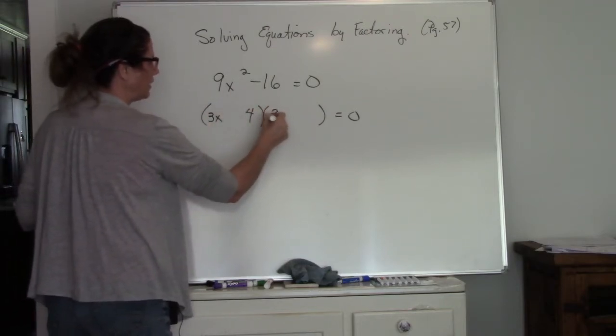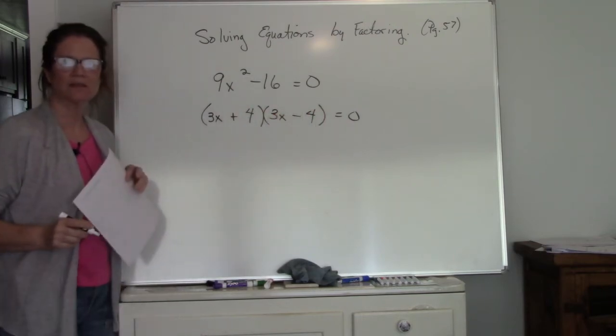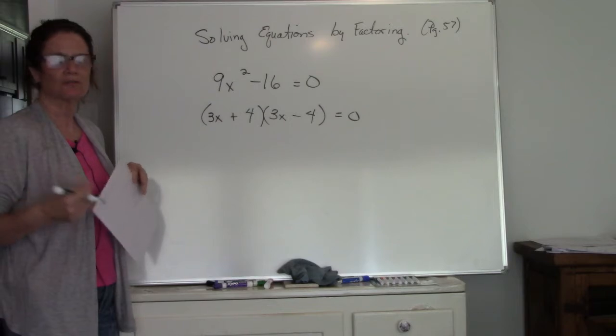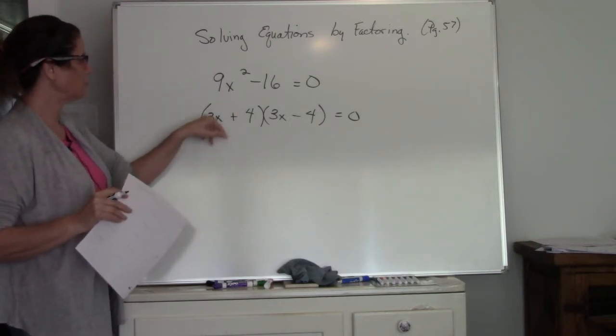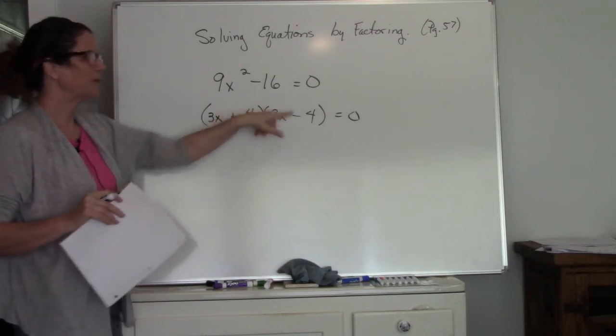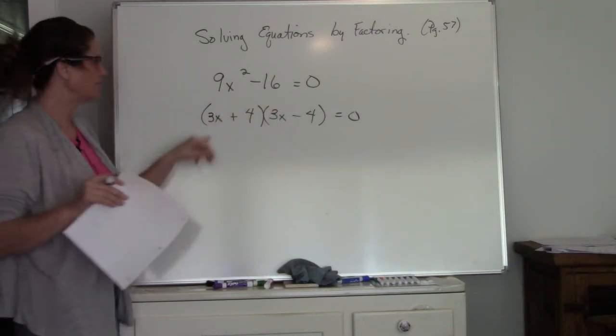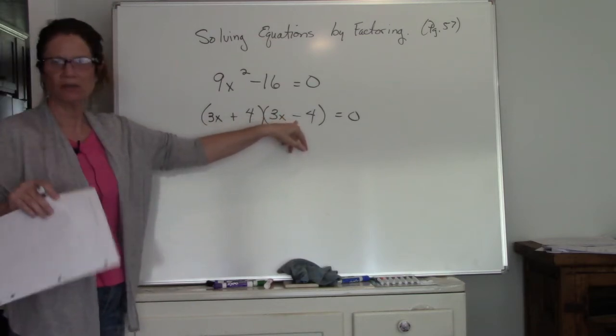And then I repeat it. One's plus and one's minus. And that is factoring the difference of two squares. Square root the first one, square root the second one, repeat it, and then one's plus and one's minus. It does not matter what order I put the plus and minus in. I can put minus here and plus here, and that doesn't matter.